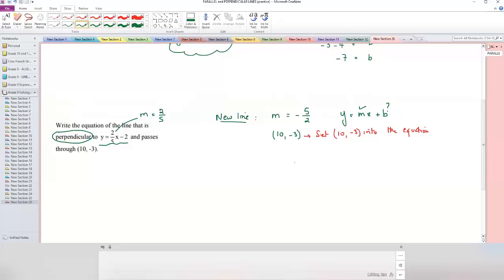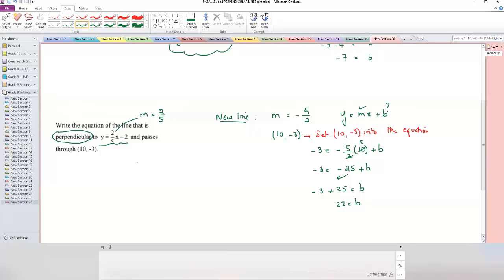So I'm going to use (10, -3): y = -3 equals m, which in this case is -5/2 because it's perpendicular to the original one, and x here is going to be 10, plus b. Now I can simplify the 2 with the 10, which gives me 5. 5 times 5 equals 25, plus b. I'm going to move the 25 to the other side, so it's -3 plus 25 equals b. 25 minus 3 gives me 22.